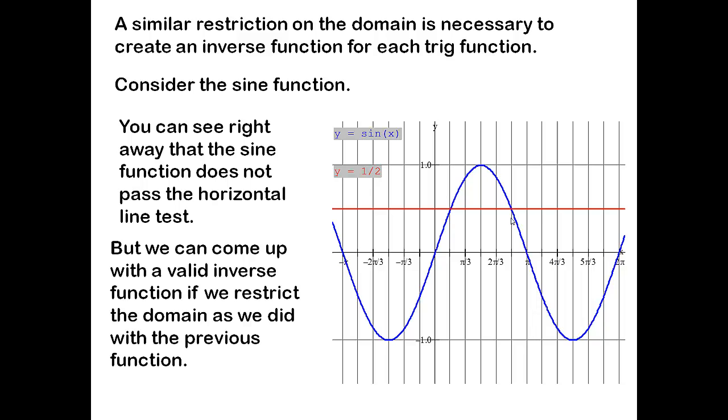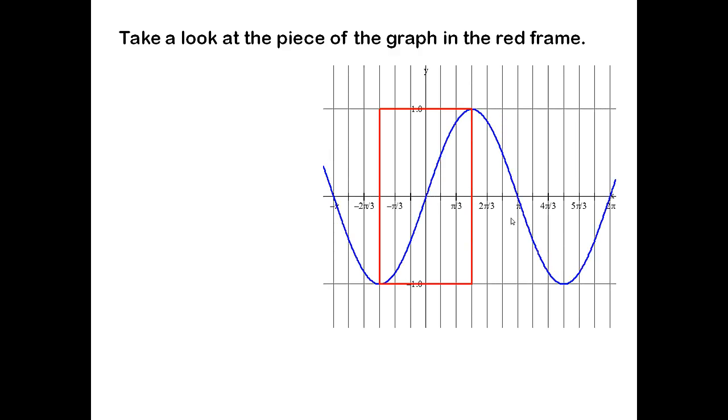Well, we can do it by restricting the domain of the sine function. Well, how would you do it? We've talked about that in class. You take a look at a piece of the sine function where it covers pretty much all the values. And a really good place to look is from negative pi over 2 to pi over 2.